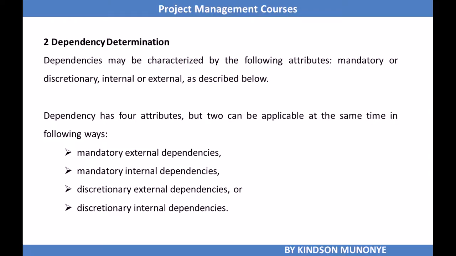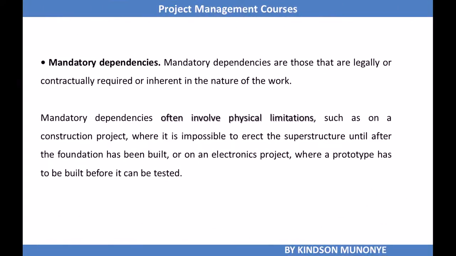Dependency means one activity depending on some factor. Let's try to use the 4 attributes to explain it. We have mandatory external dependencies, mandatory internal dependencies, discretionary external dependencies, and discretionary internal dependencies. So let's start with the first one.